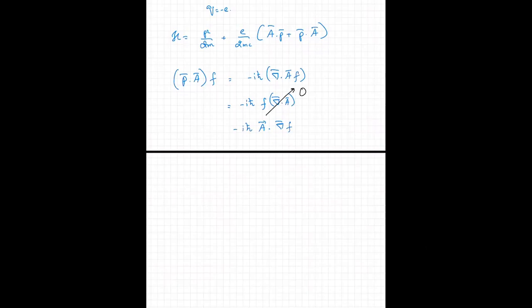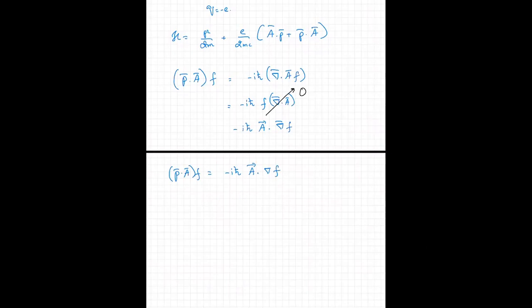But of course, there is also one other piece here. So P dot A f is basically given by minus i h bar A dot del f. Okay. What is this equal to? This is basically minus i h.